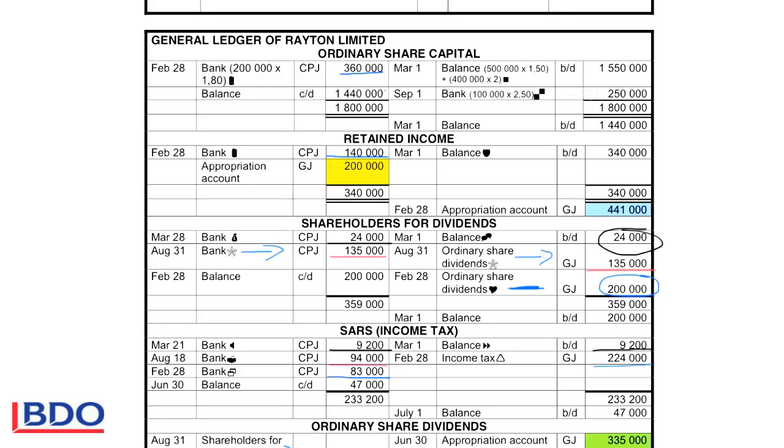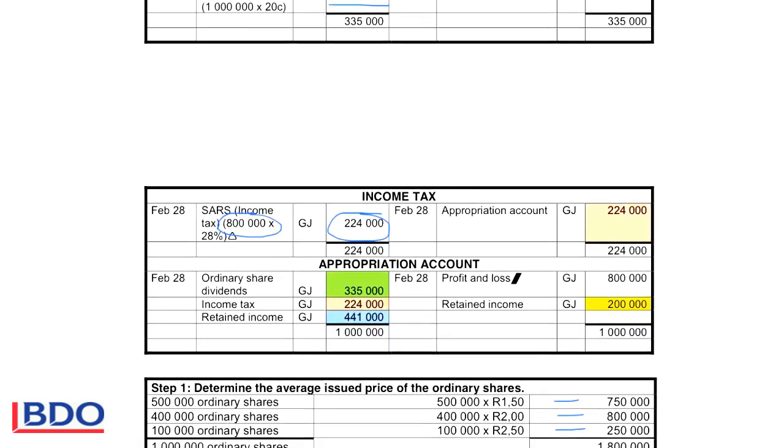Then I have to do the appropriation account so that I can determine the profit for the year after we paid the ordinary share dividends and we paid the tax. The first entry that I will complete is I will take this 200,000, the difference between the retained income at the beginning of the year and the 140,000 that we had to take out of retained income for the buyback, and I transfer that 200,000 to my appropriation account.